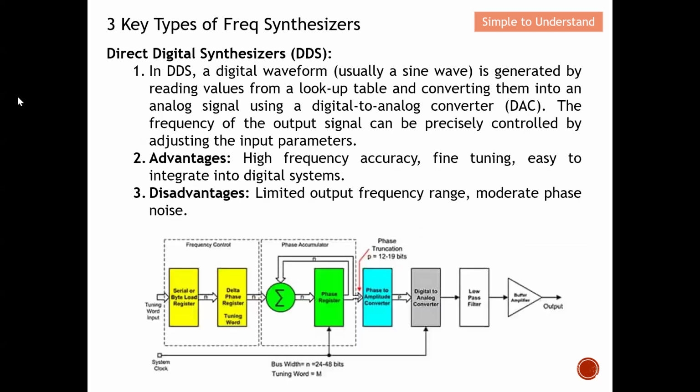The second one is a newer one, which is the digital synthesizer. As you know, most things have moved from the era of analog to digital. So this is also a newer type of frequency synthesizer. In a direct digital synthesizer, a digital waveform, usually a sine wave, is generated by reading values from a lookup table and converting them into an analog signal using a digital to analog converter, DAC. The frequency of the output signal can be precisely controlled by adjusting the input parameters.